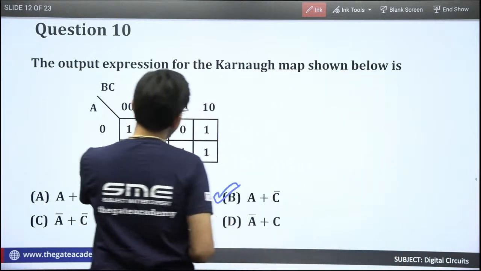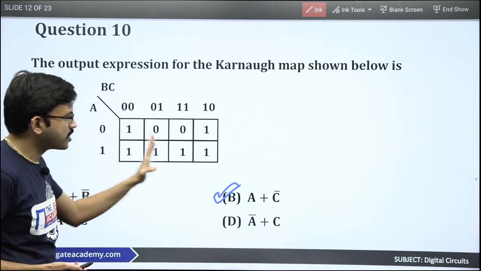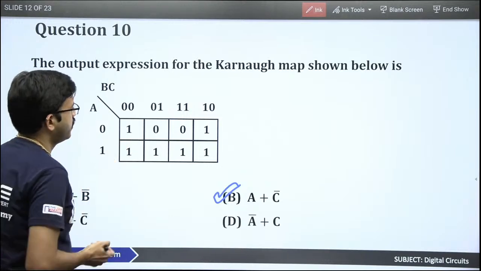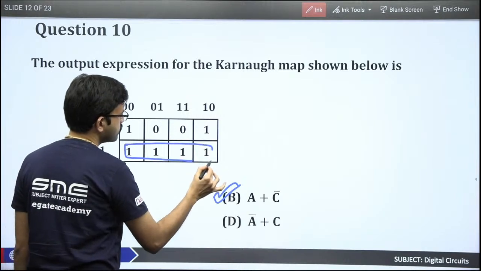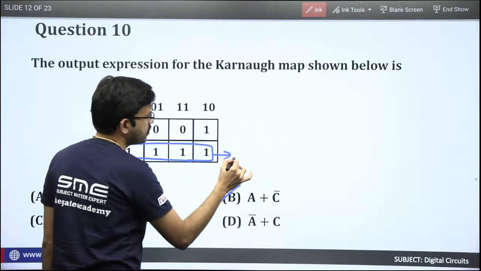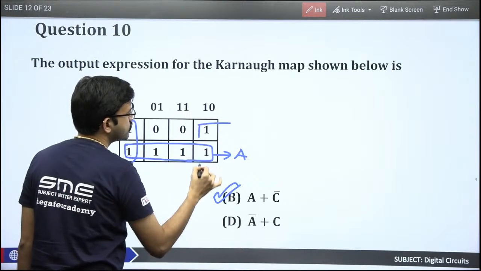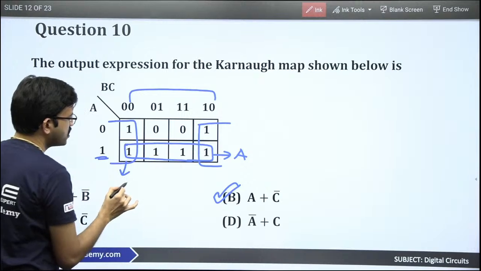See, whenever they give the K map in terms of ones and zeros, whether you do the simplification with respect to ones or with respect to zeros, the final answer will be the same. If you carefully observe, you can do the grouping of these 4 ones. Here you will get A value as 1, so that means A. And from the grouping of these 4 ones, column wise, C value is 0, that means C bar.